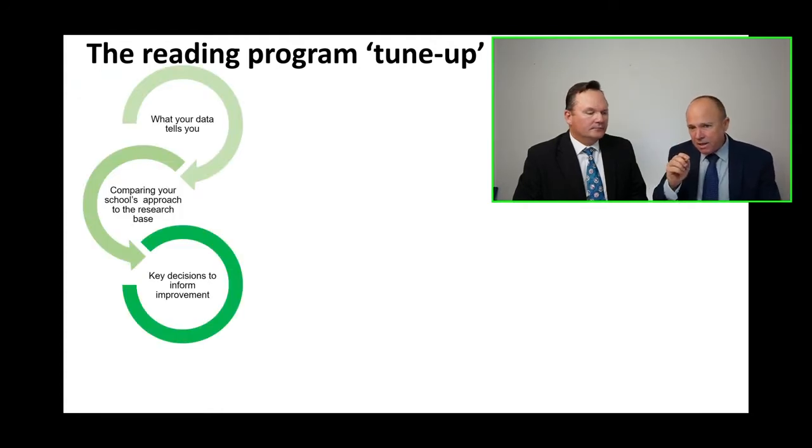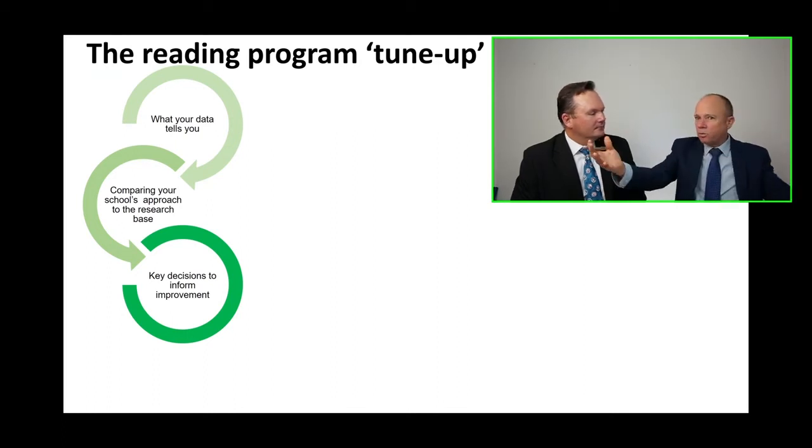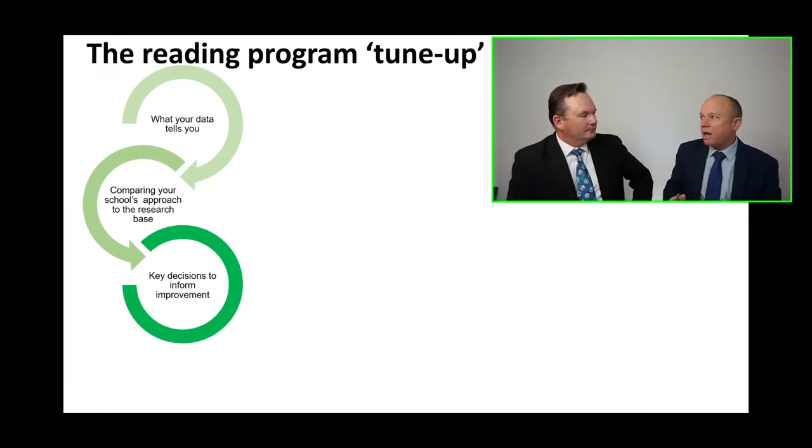So basically, the first step is looking at your data and what your data's telling you. The second step is comparing your school's process to the evidence base. And finally, that synthesis phase where you sit down and you make sense of both sets of information. Really important at this point. Don't go racing off making decisions on the data alone. Likewise, if we were looking at the program itself, we wouldn't be making decisions on that alone. You've got to wait till all of the parts of the jigsaw are there before we move forward.